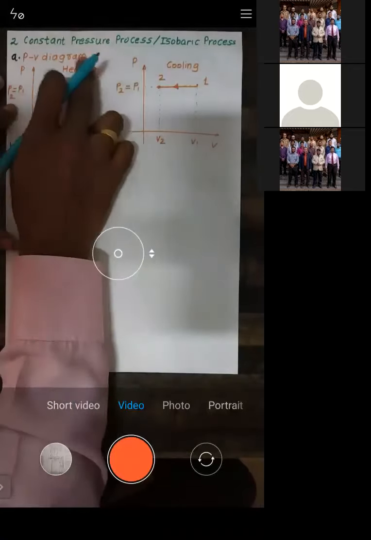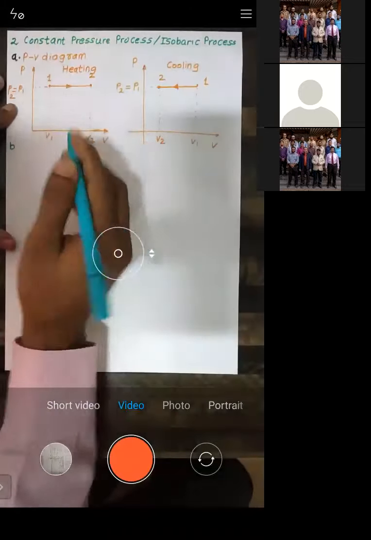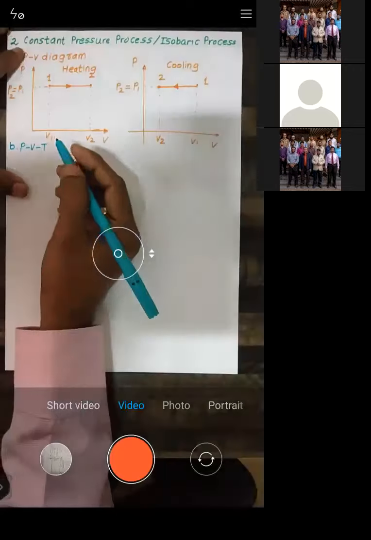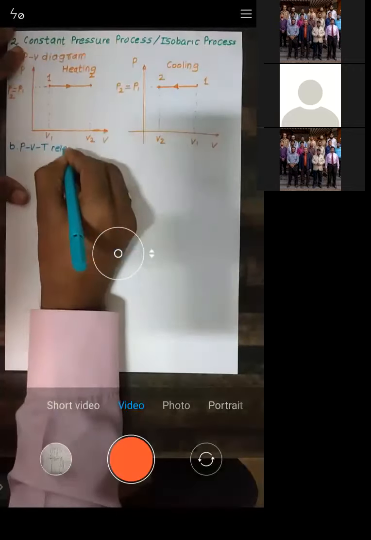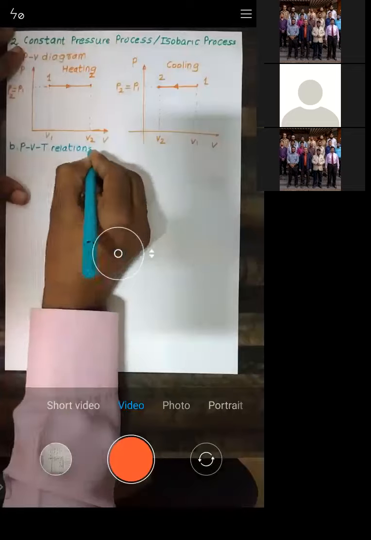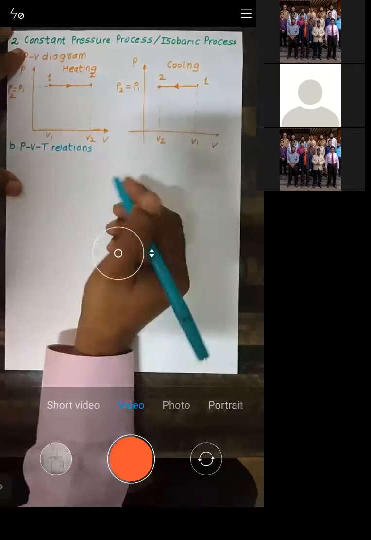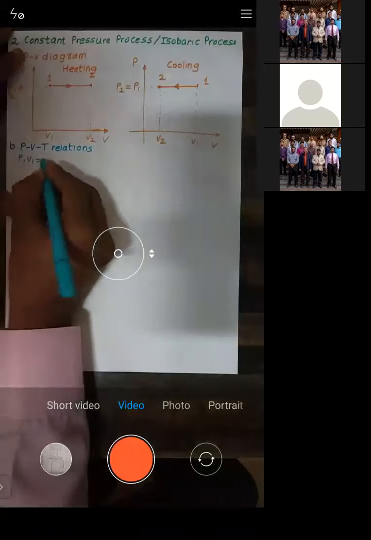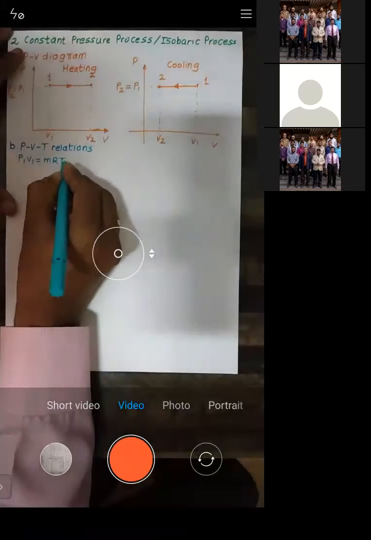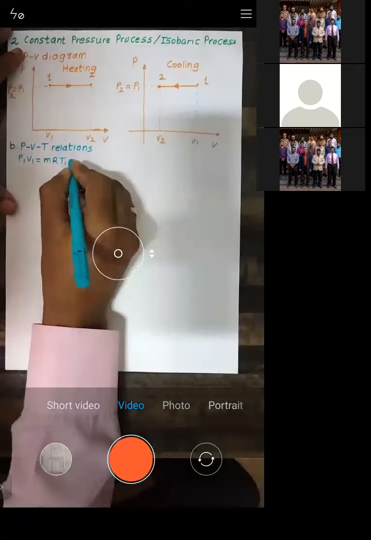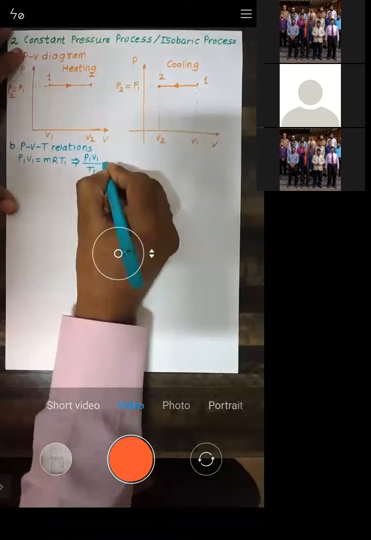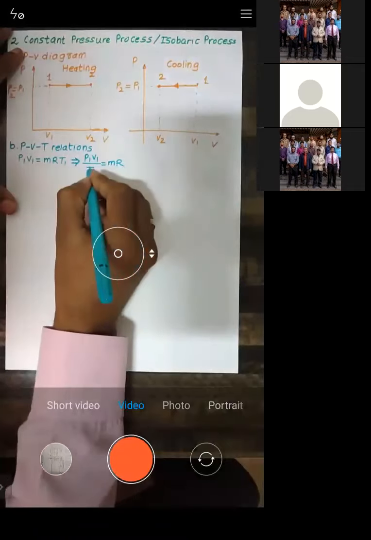See, we have seen the first PV diagram, and like the constant volume process, after that we see the PVT relation. What is the relationship between pressure, volume, and temperature? That is very required. As I told you in the last lecture, P1 V1 is equal to MRT1, right? This is basically the ideal gas equation. From this, we can write P1 V1 by T1 is equal to MR.